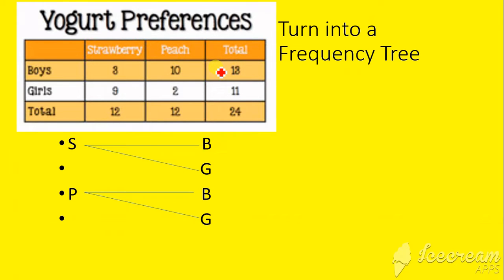Now see if you can turn this into a frequency tree. I've done it for you, and sorry about the bad quality of it. So I've done my first 2 options. I've done strawberry and peach, and my second ones are going to be boy, girl, boy, girl. I'll try and put your values in.